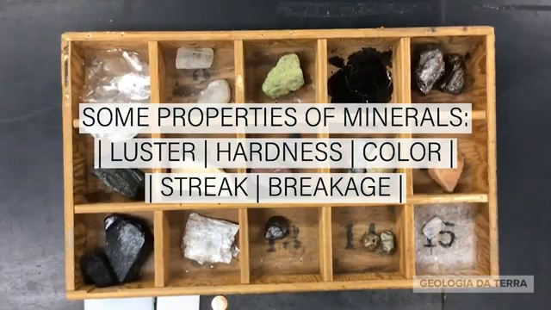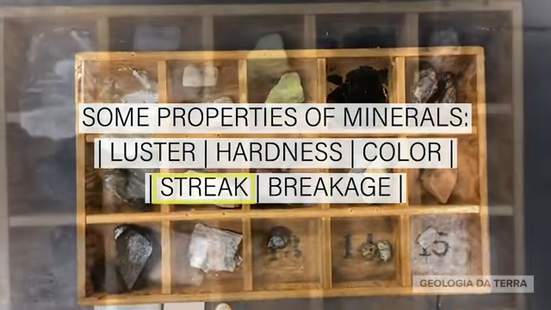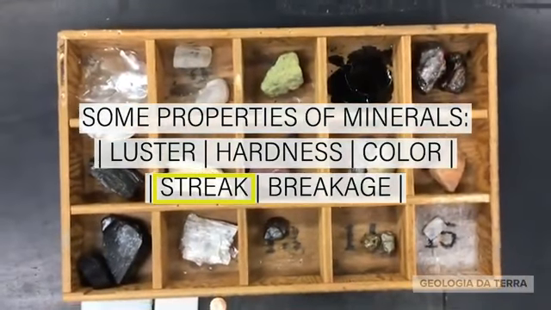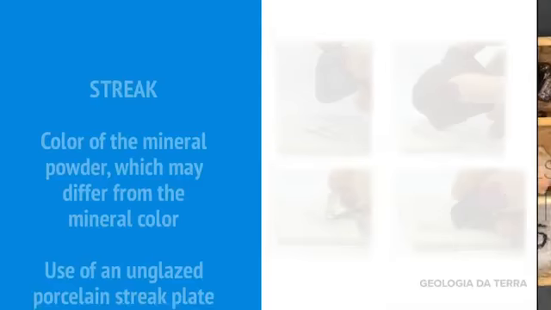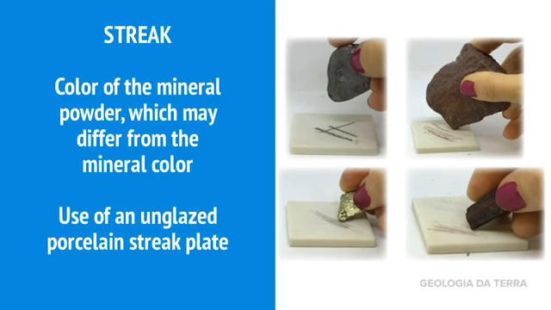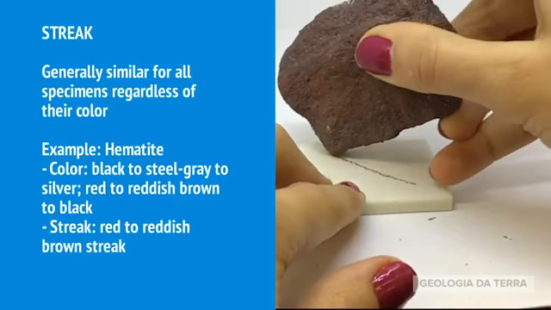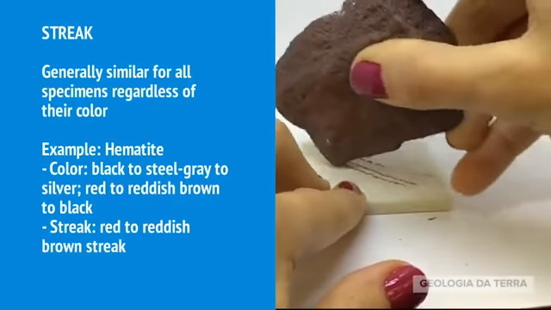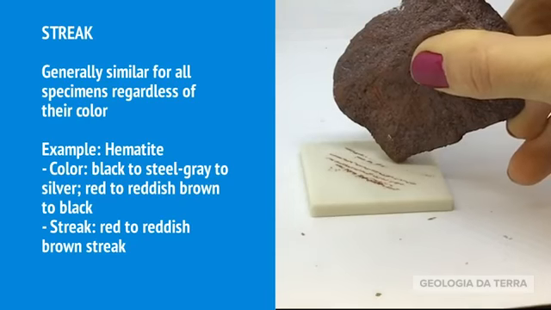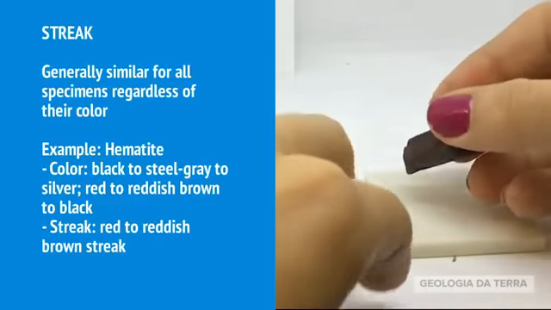Because sometimes the color of a mineral is unreliable for its identification, we use another mineral color-related property known as streak. The streak of a mineral is the color of its powder, which may differ from the mineral color. We get the powder by rubbing the minerals against an unglazed porcelain streak plate. The streak of a mineral will be generally similar for different specimens of a mineral, regardless of their color, and thus it's a reliable diagnostic property for many minerals.